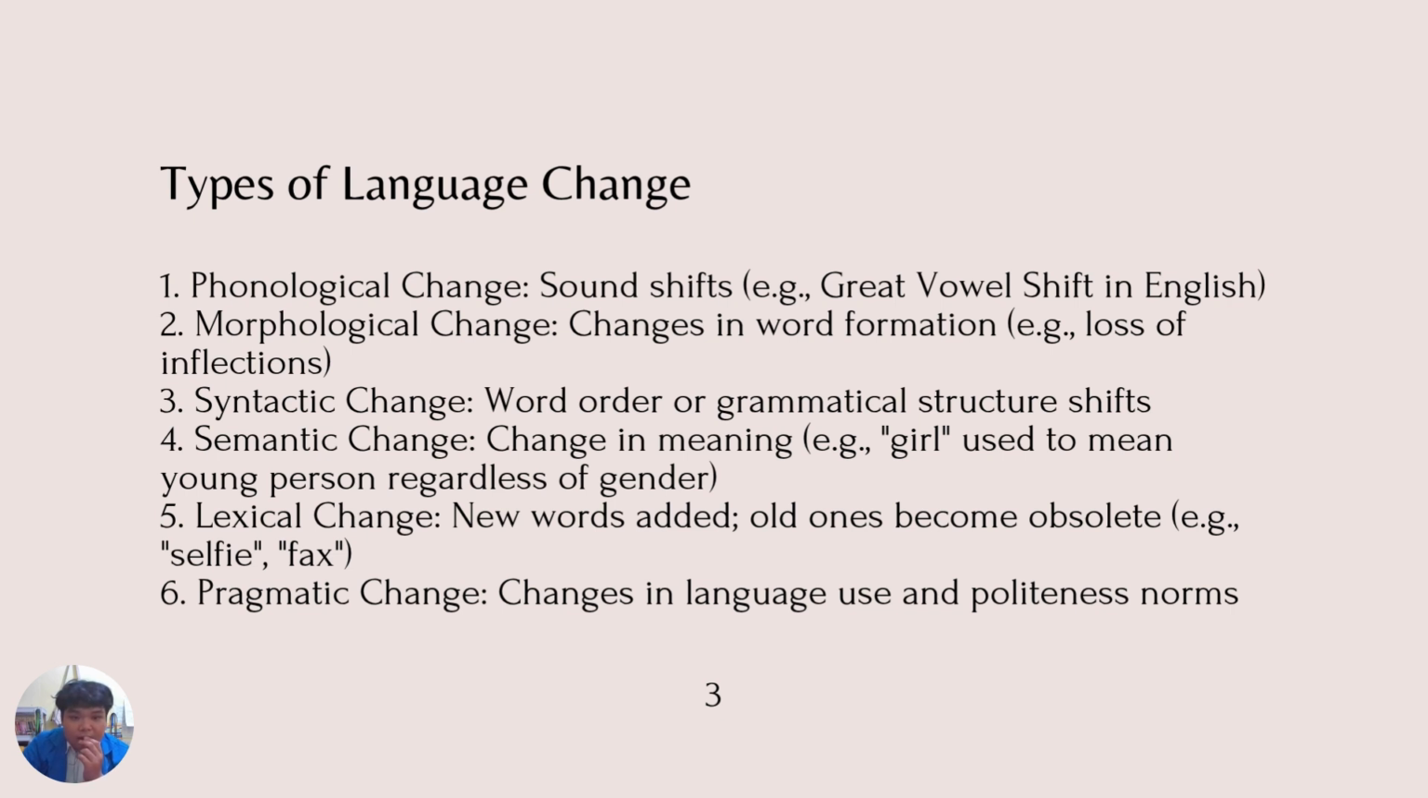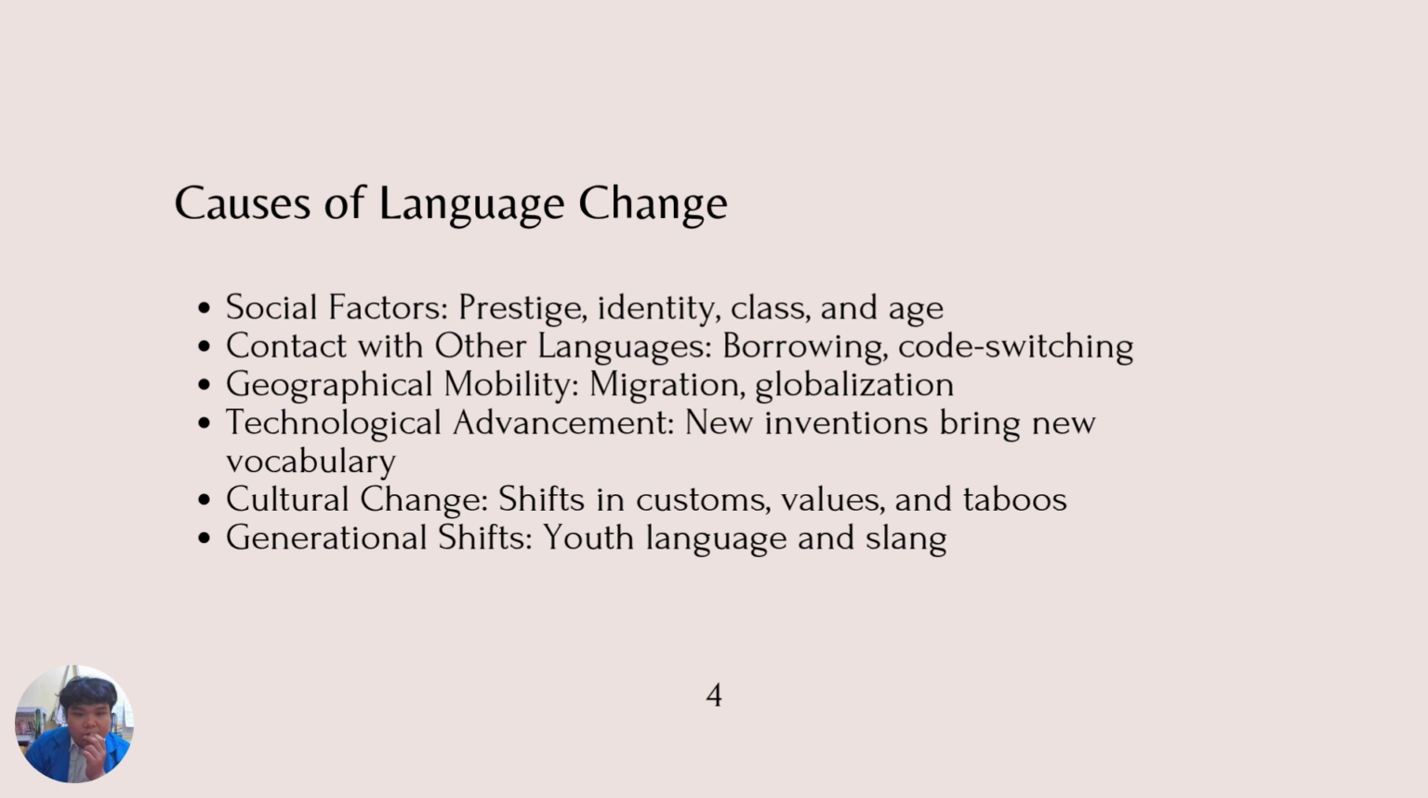Third is syntactic change, word order or grammatical structure shift. The fourth is semantic change, change in meaning. The example is the word girl, used to mean a young person regardless of gender. And the fifth is lexical change, new words added and old ones become obsolete. Examples are the words selfie and fax. Sixth is pragmatic change, changes in language use and politeness norms.